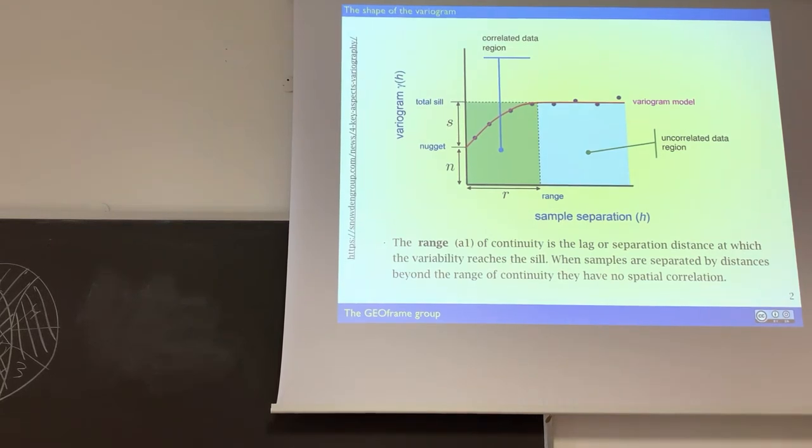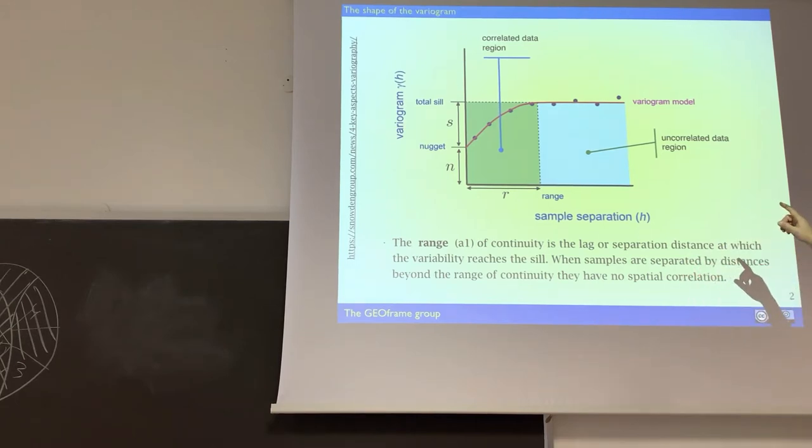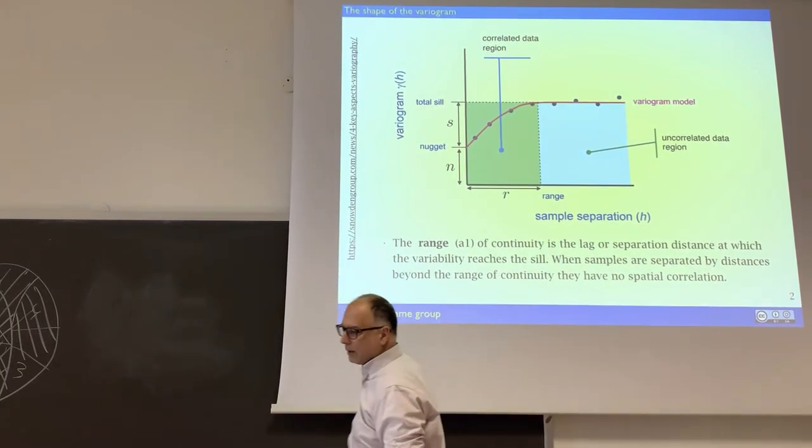When the variogram increases, it always increases, and usually converges to an asymptote, which is called the total sill. But for what I said before, this is not actually necessary. We can have an infinite total sill in some processes, at least in the range of data that we have. There are real processes that have a total sill that goes to infinity with infinite separation. In this region, the data are said to be correlated. In this region, the data are said to be uncorrelated.